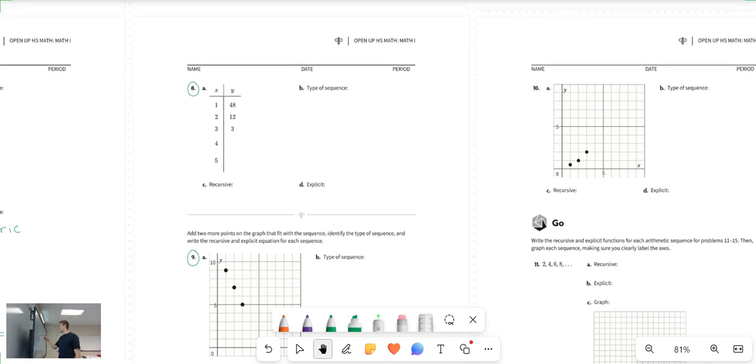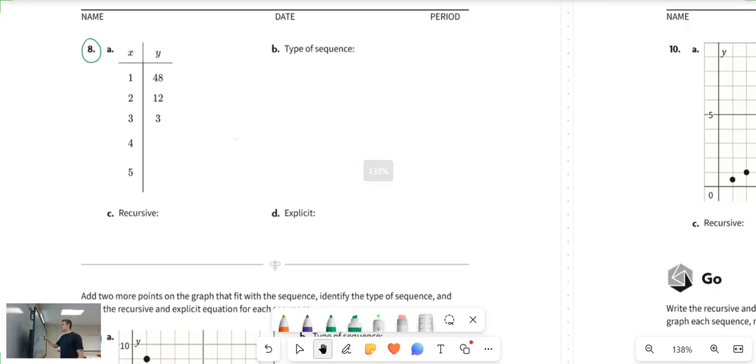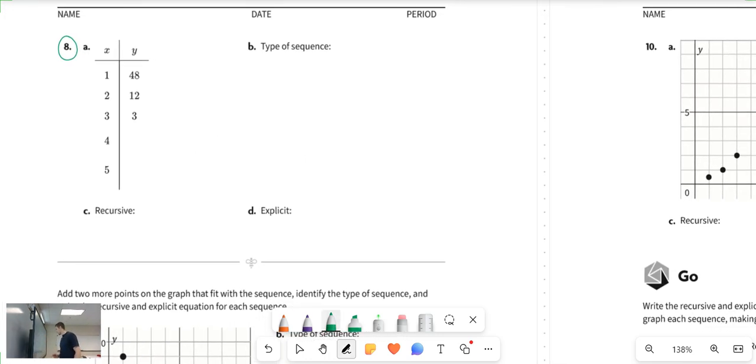So we skip over and we are at number 8 now on the next page. So let's zoom in here. All right, number 8. We're starting with 48, then down to 12, then down to 3. All right, so this is definitely dropping. So we're either looking at subtraction or division or maybe multiplying by a fraction, something like that.